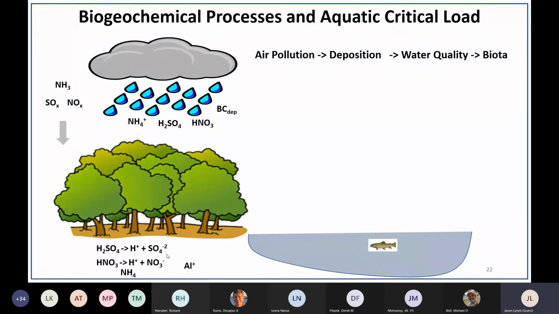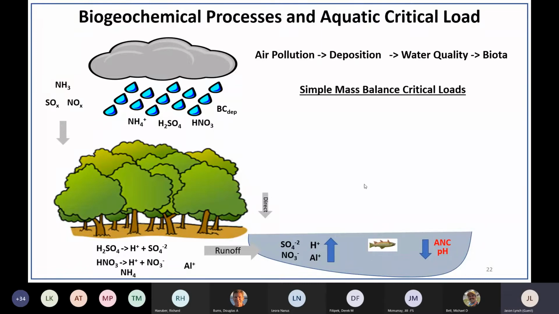These are ions in solution. They can run off into the surface waters. They can be directly deposited in the surface water. Ultimately, that's increasing the sulfate, nitrate, H ions, and aluminum. And that's what our early monitoring system was showing. Ultimately, decreasing water quality, the pH and the ANC, and a combination of pH and aluminum can have adverse effects on our aquatic life.